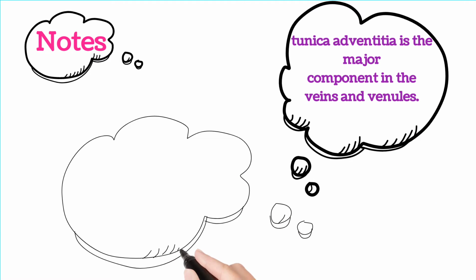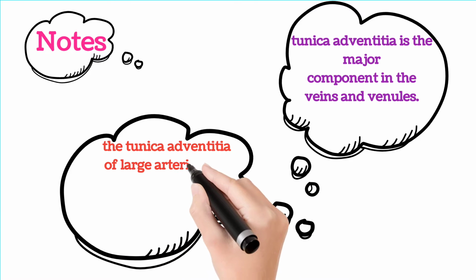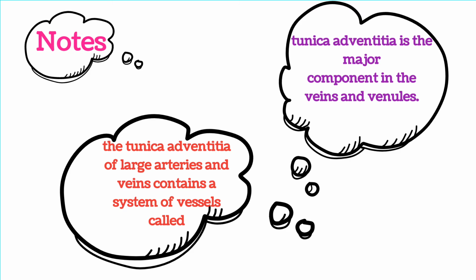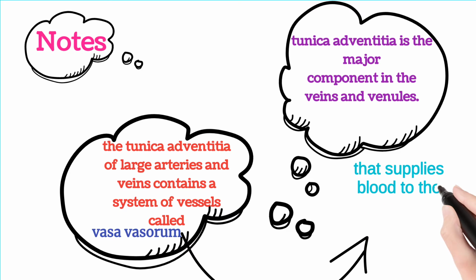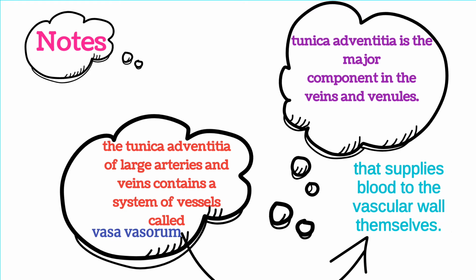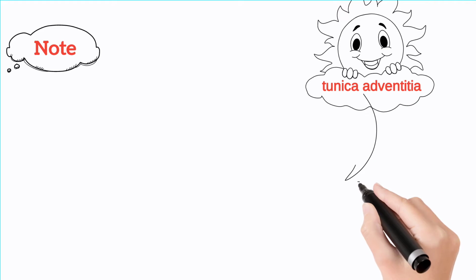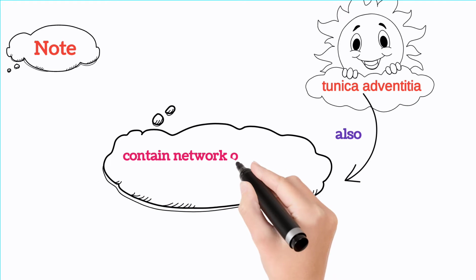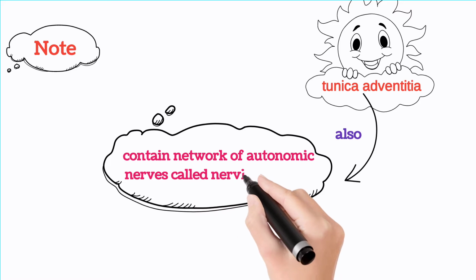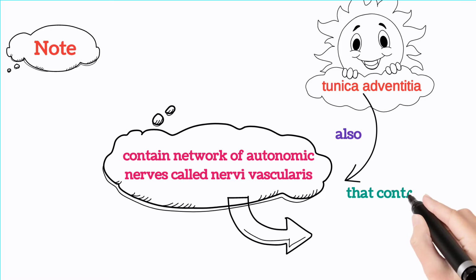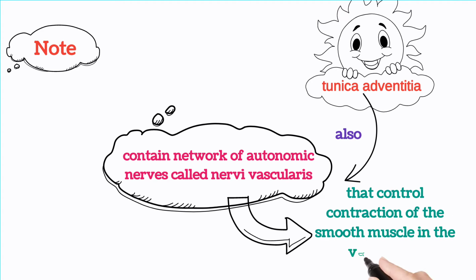The tunica adventitia of large arteries and veins contains a system of vessels called vasa vasorum that supplies blood to the vascular walls themselves. Note. Tunica adventitia also contains a network of autonomic nerves called nervi vasculares that control contraction of the smooth muscle in the vessel wall.